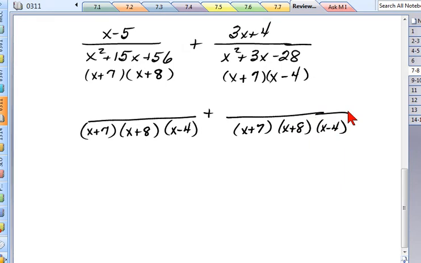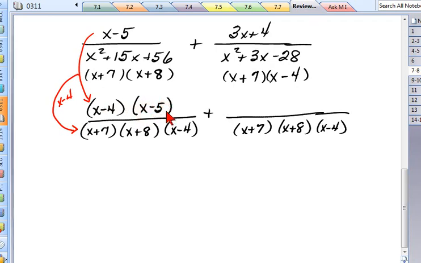It's time to build the new numerators. So I will compare the old to the new. What's the new or the change in the first one? X minus 4. So I need to multiply the top by x minus 4. So it's going to be x minus 4 times x minus 5. What am I going to do to multiply those in a minute? FOIL.